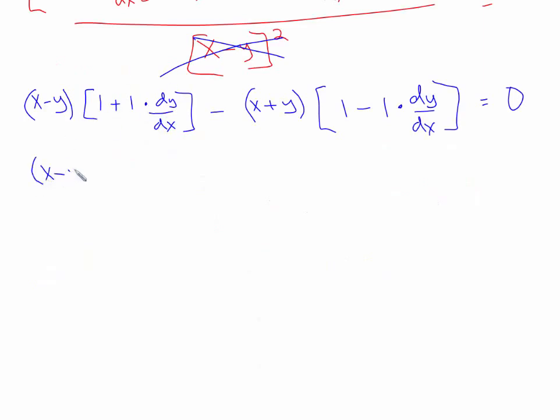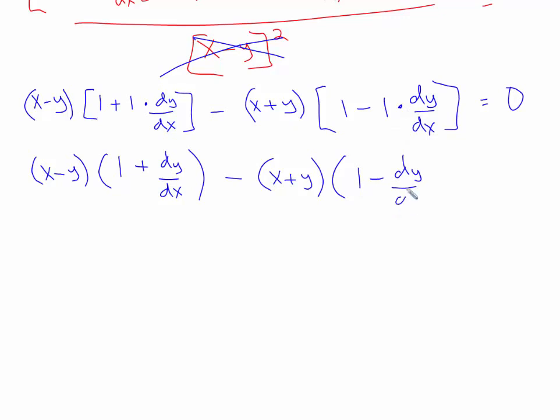Alright, so now let's simplify this. Basically we have x minus y times, and here's where we have to be careful and follow the order of operations. Don't add the 1 and the 1 here and tell me that gives you 2. Because you have 1 plus, this is 1 times this, so 1 times this is just this, so we have 1 plus dy dx. So be careful with the algebra there. Minus x plus y, and same idea here: 1 times this is just dy dx, so we have 1 minus dy dx. So don't ever forget about order of operations.